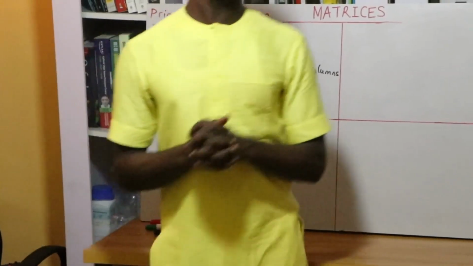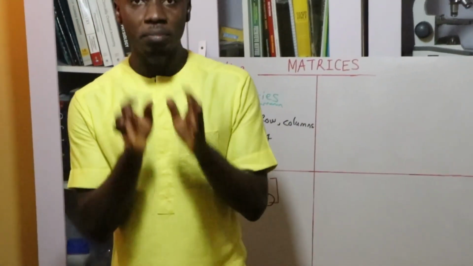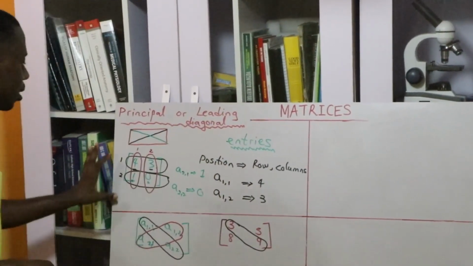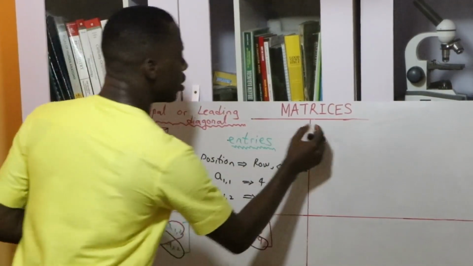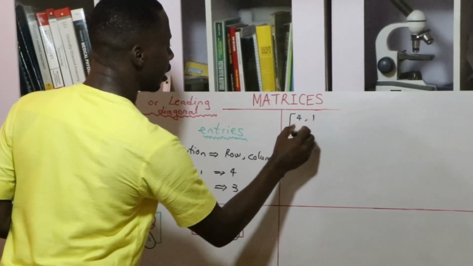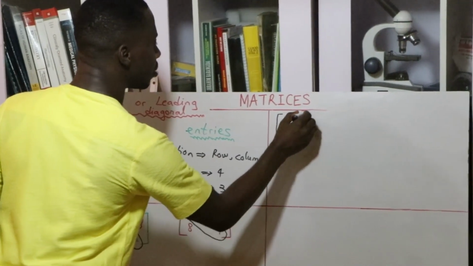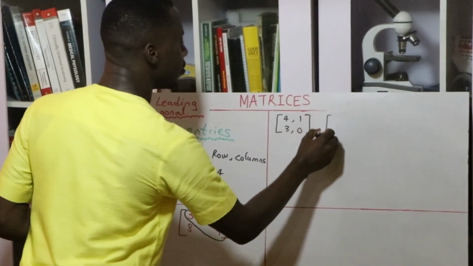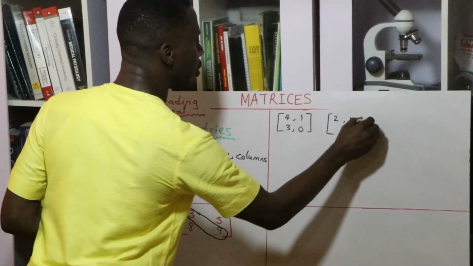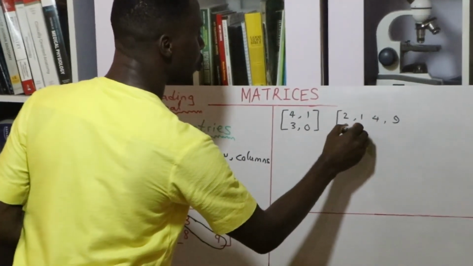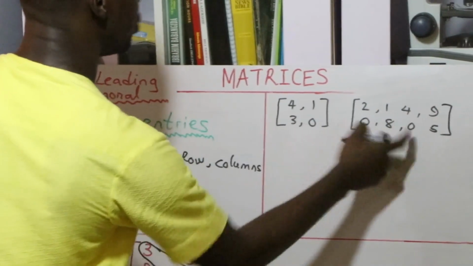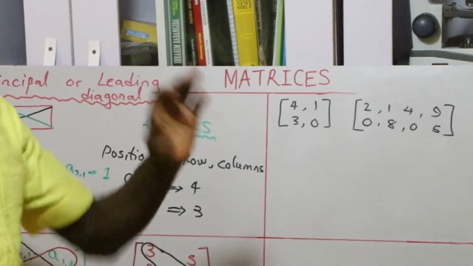Now, the next thing we're going to be talking about is the determinant of a matrix. When you look at matrices, there are different types of matrix. Of course, you have a square matrix. Here's an example of a square matrix. We've talked about this before. And you also have a non-square matrix, like 2, 1, 4, 9. It's possible to also have this. This is a square matrix. This is not a square matrix.